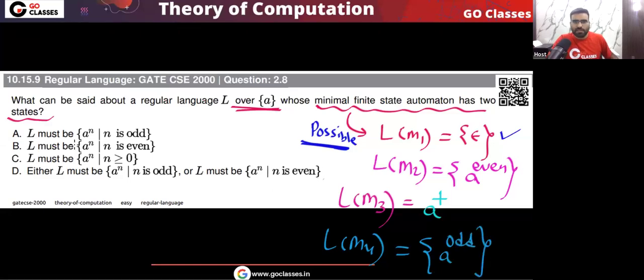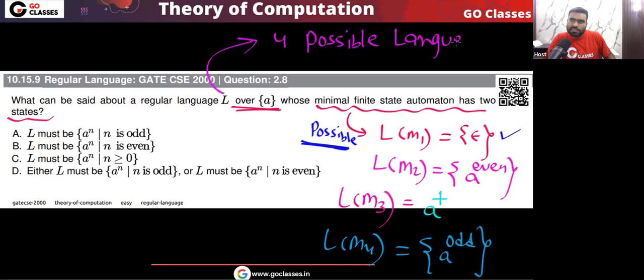Okay, so remember, these are the possible languages. Actually, in this question, there are four possible languages. Is this clear? We have a total of four possible languages. Now, which option is correct?